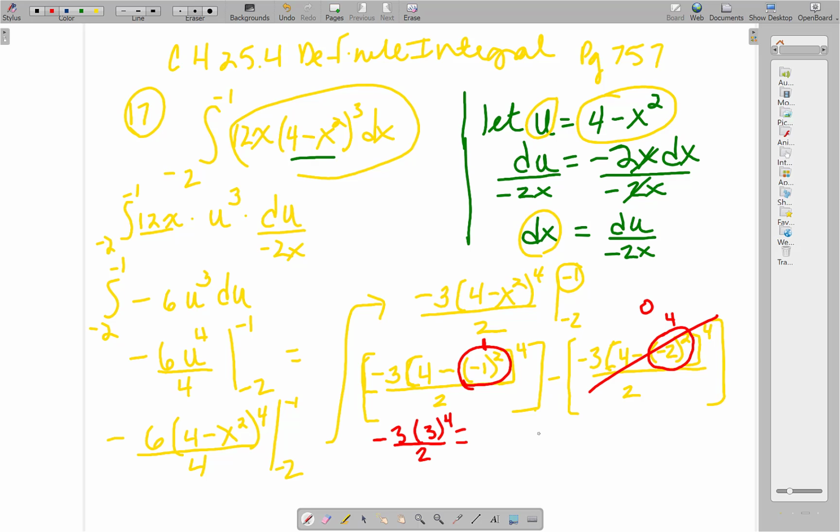So this equals now 3 to the 4th power, which is 3 times 3 times 3 times 3. 3 times 3 is 9, times 3 is 27, times 3 is 81.